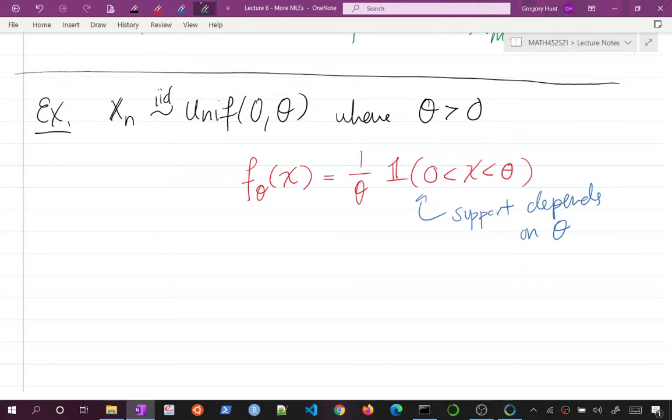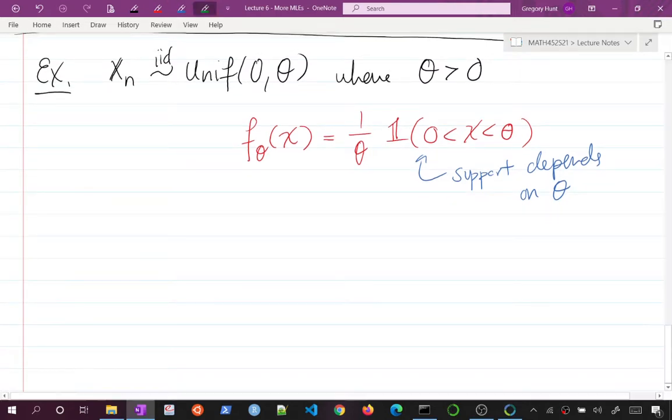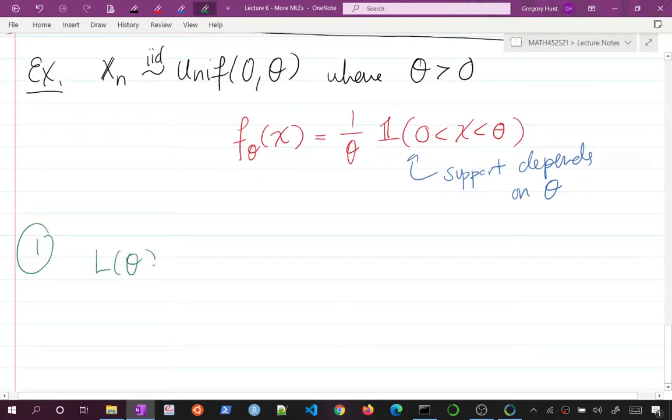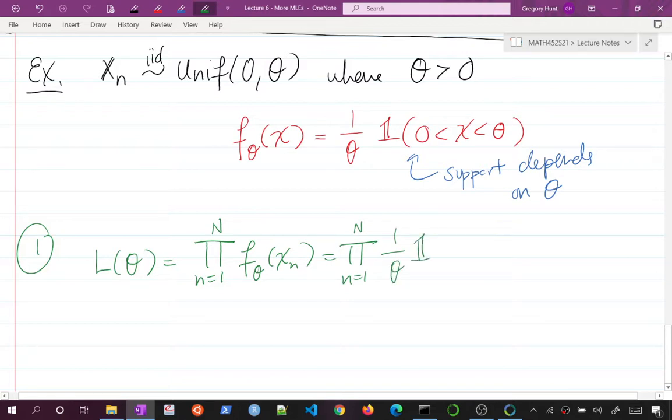So let's look at how to tackle this problem. We can start off in a similar way. First, let's write the likelihood function, L of theta. It is the product of my marginals, which all have the form 1 over theta times the indicator that x sub n is between 0 and theta.